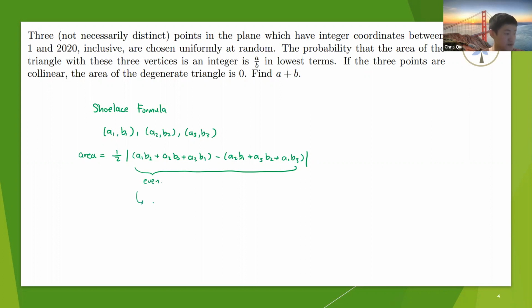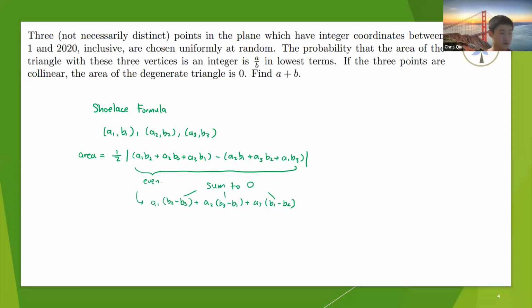So let's rewrite this equation in this way. Here we isolate the a's from the b's, and we also get something interesting from the b's. We can rewrite this expression into this form, where we have a1 times this thing, plus a2 times this thing, plus a3 times this thing. And these three things sum to 0.